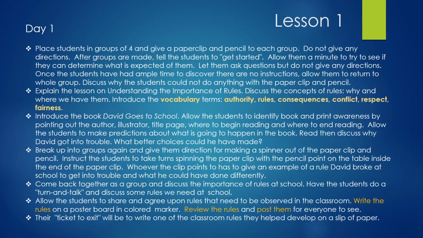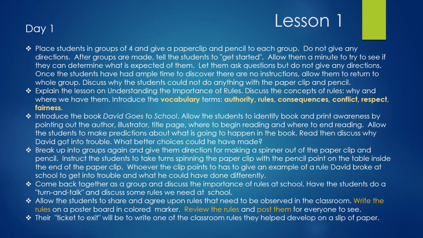Break back up into your groups again and give them their paperclip and pencil to make a spinner on top of the table. Instruct the students to take turns spinning the paperclip with the pencil point on the table, and whoever the paperclip points to, they need to give an example of a rule David has broken in school and what he could have done differently.